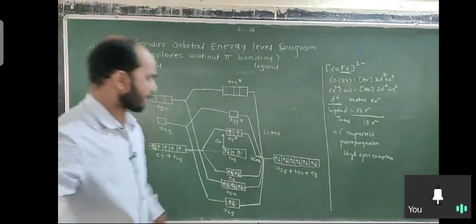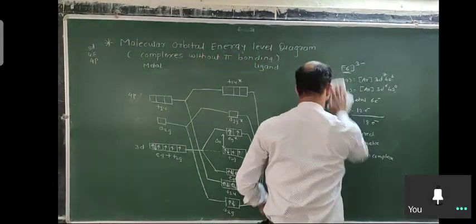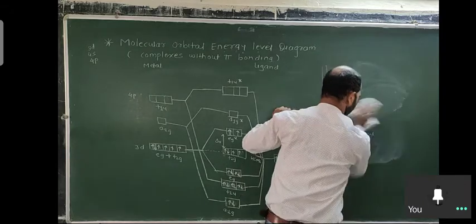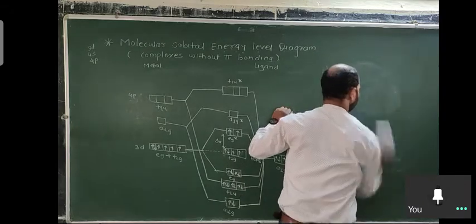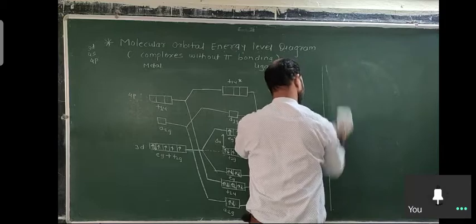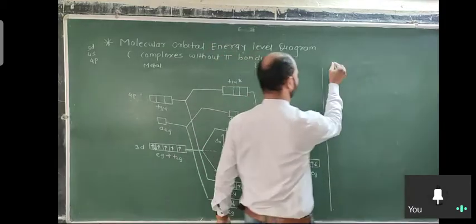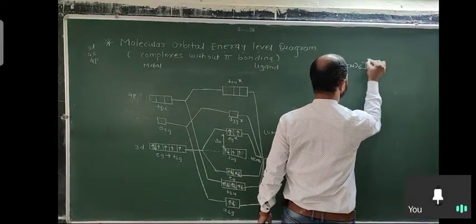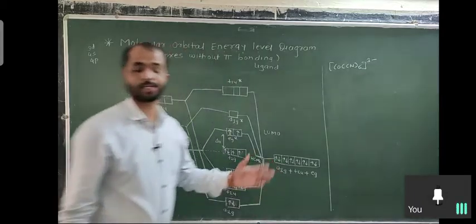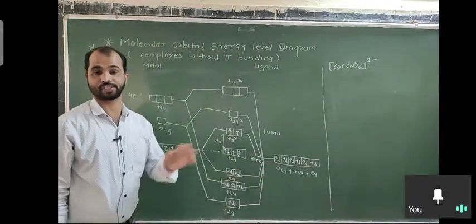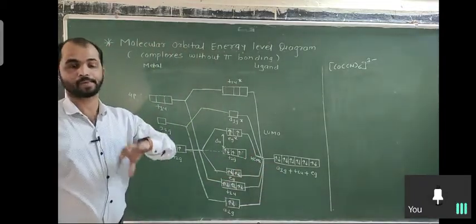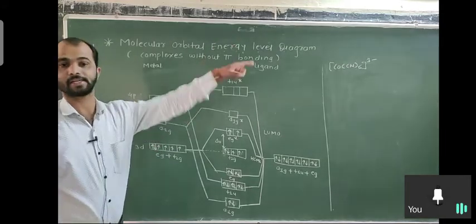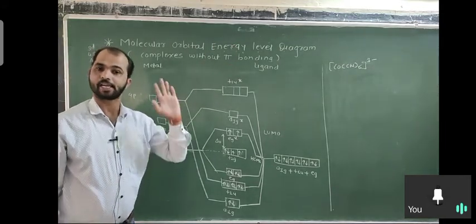Last example is Co CN6 3 minus. Again it is a cobalt complex, but what is the difference? In this cobalt complex, cyanide is the ligand, in the first complex F is the ligand.